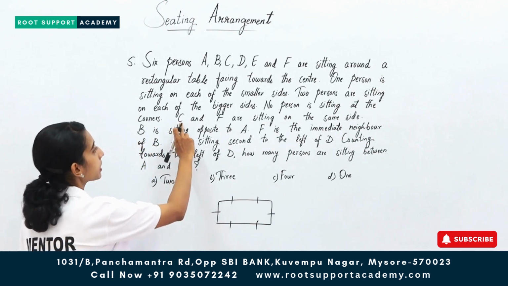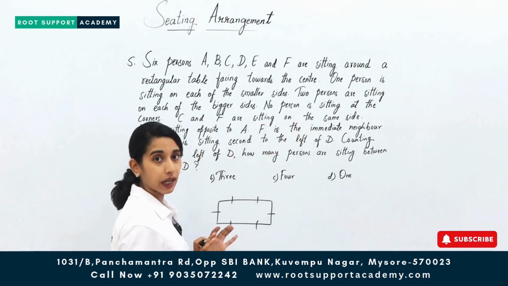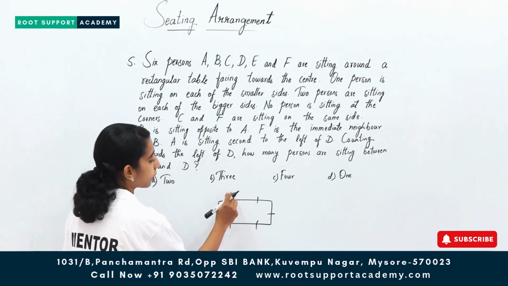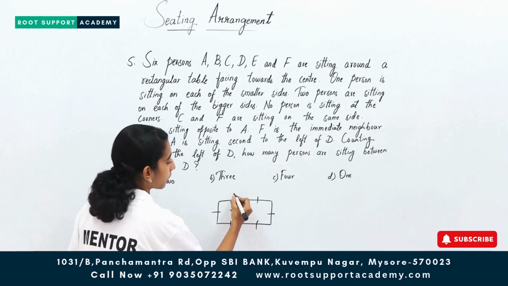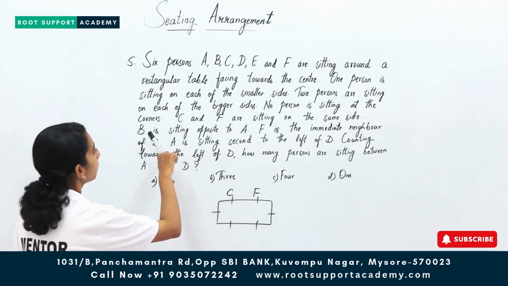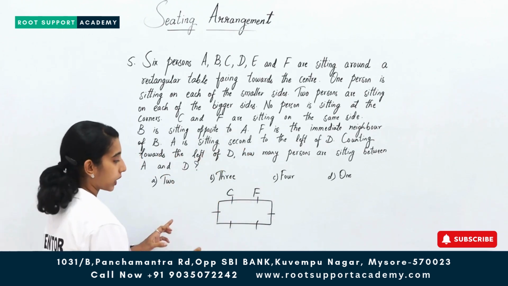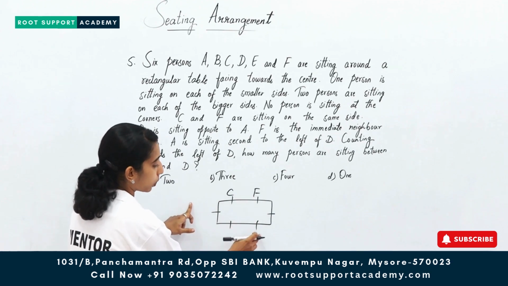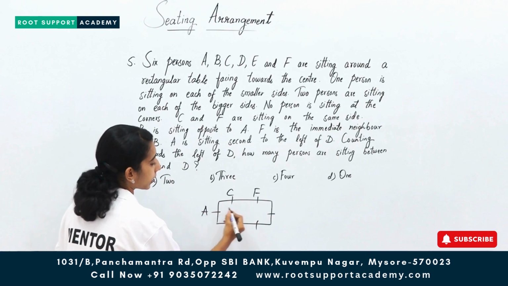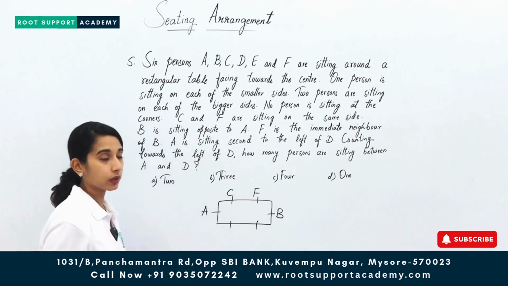Now let us see. C and F are sitting on the same side. Either here, 2 people are sitting together, C and F. You can write C and F here or here. Let me write here, C and F are sitting on the same side. Next, B is sitting opposite to A. Now here A and B can't sit because they have to sit opposite to each other. So if A is sitting here, B is sitting opposite to A.